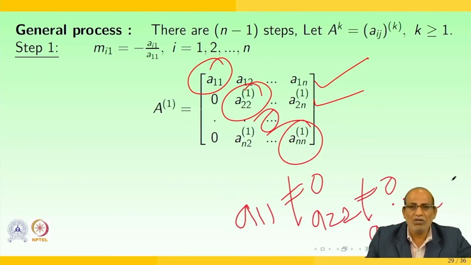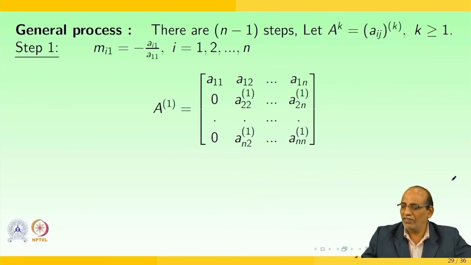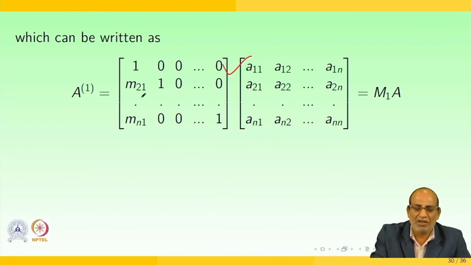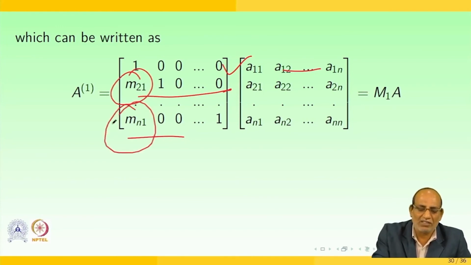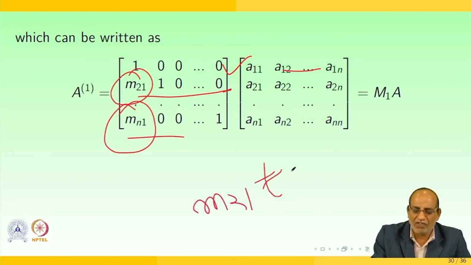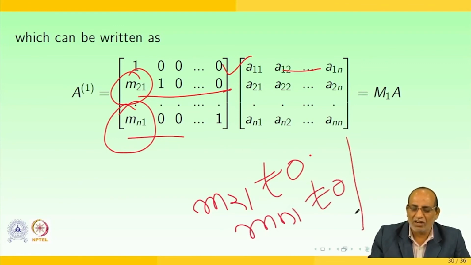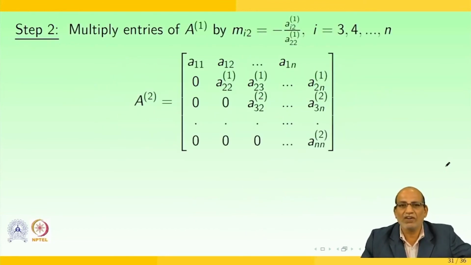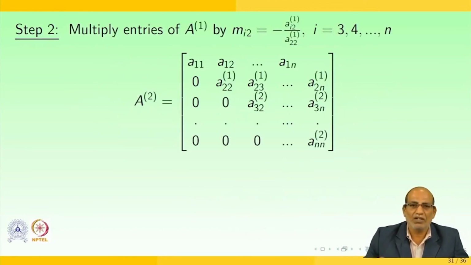Now let us go ahead with this computation, which can be written as A1 equal to the matrix 1, 0, 0, 0, etc., multiplied by this matrix. These are called multipliers. So m21 is free from 0, mn1 is free from 0 for the first column. Now let us look at the further course of action. Step 2.